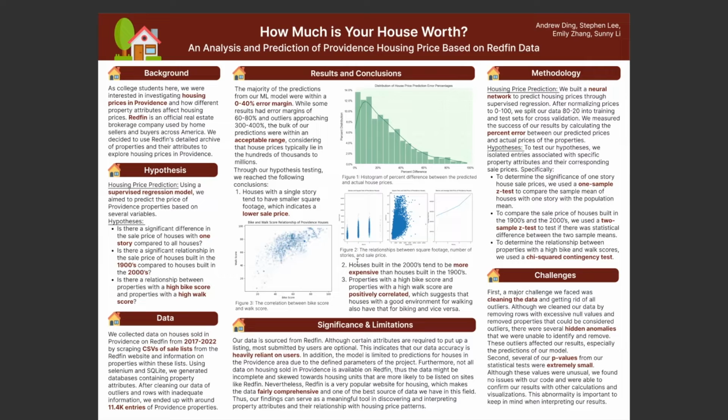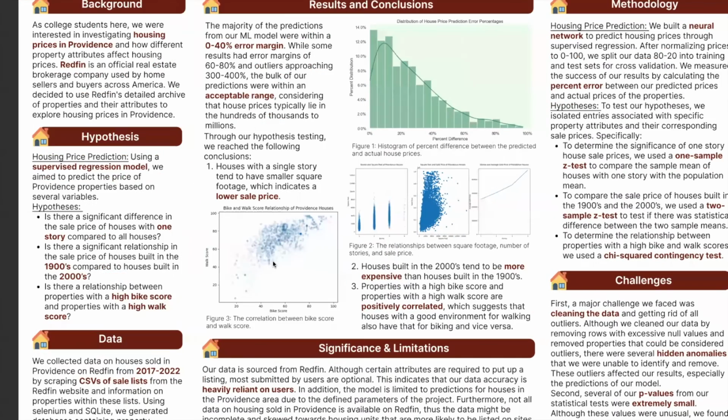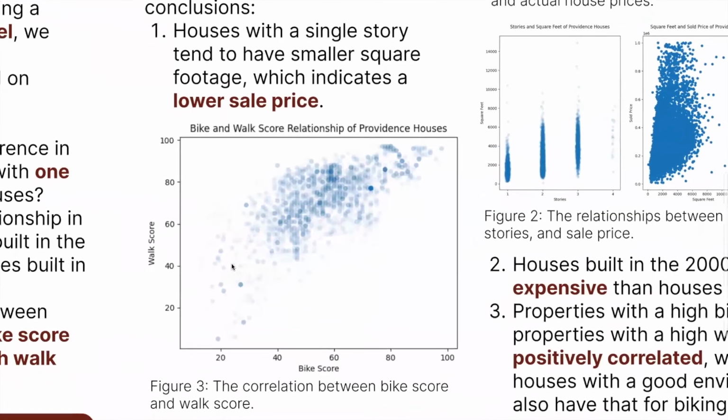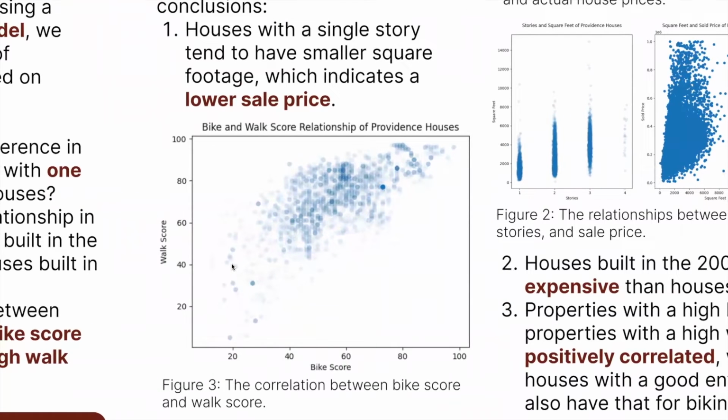And to determine the relationship between these properties, we generated a cross table indicating which properties had a high walk or bike score, which we defined as a score above 50. And we used a chi-square contingency test to test the relationship between these two categorical variables. And we discovered that there is a significant relationship between properties with a high bike score and high walk score. Properties with a high bike score and properties with a high walk score are positively correlated, as you can see in figure 3 here. And this suggests that houses with a good environment for walking likely also have a good environment for biking and vice versa.